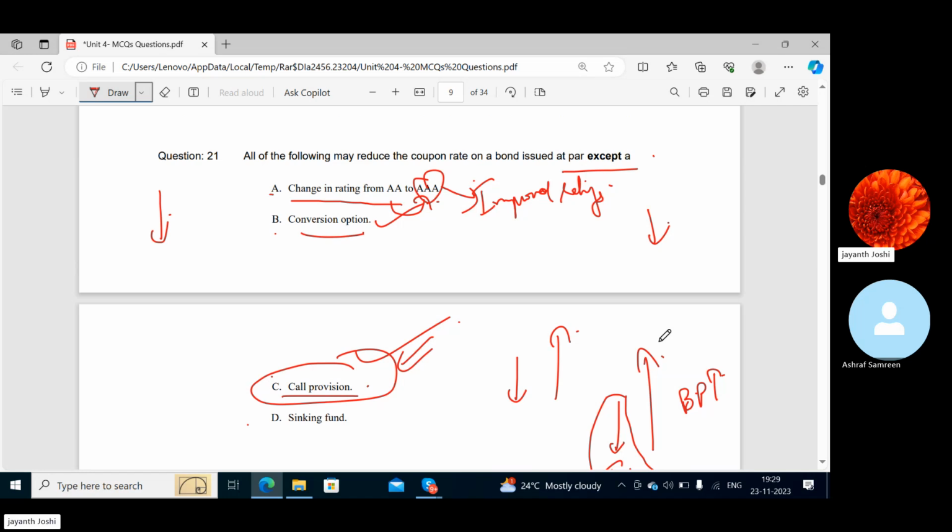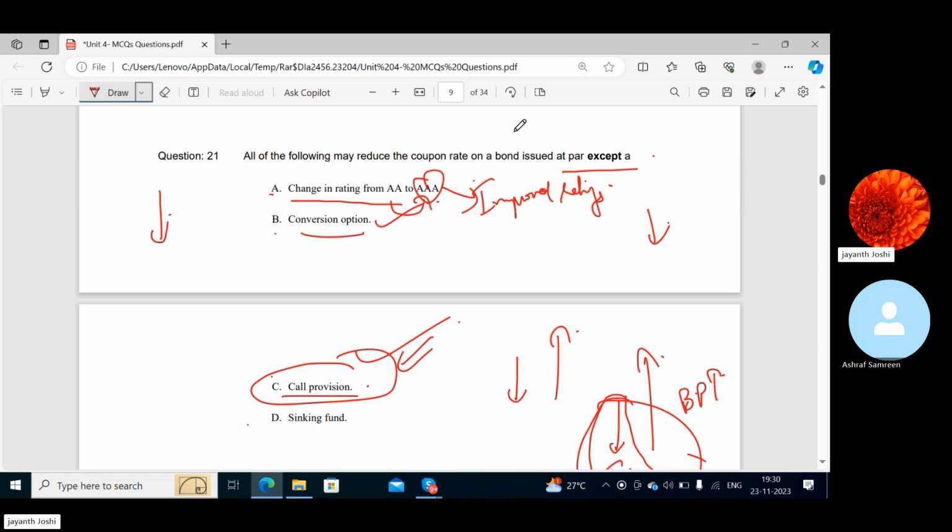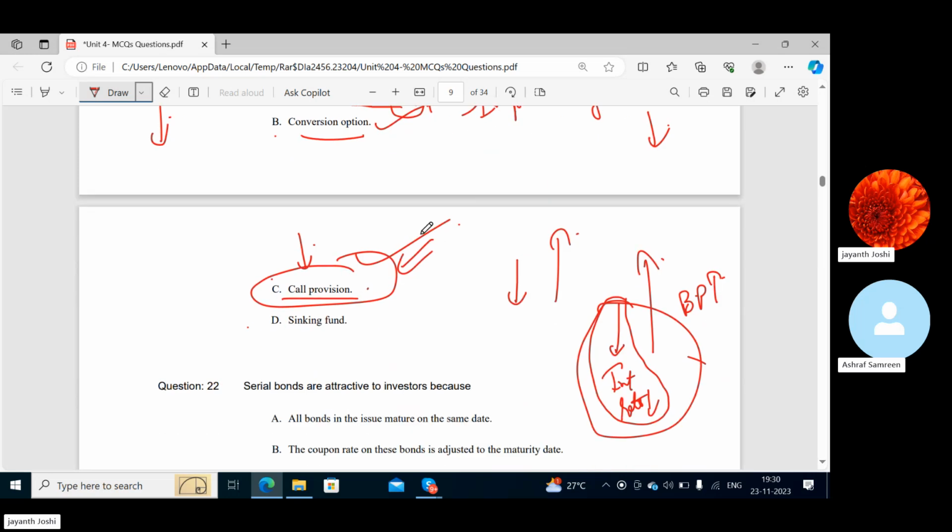A bond issued at par may carry a lower coupon rate than otherwise similar bonds in the market. Here the call provision may not reduce it, but they may take advantage of lower interest rates. So all of the following may reduce the coupon rate on a bond issued at par except the call provision. The change in rating is going to do it. What about the conversion option we discussed?